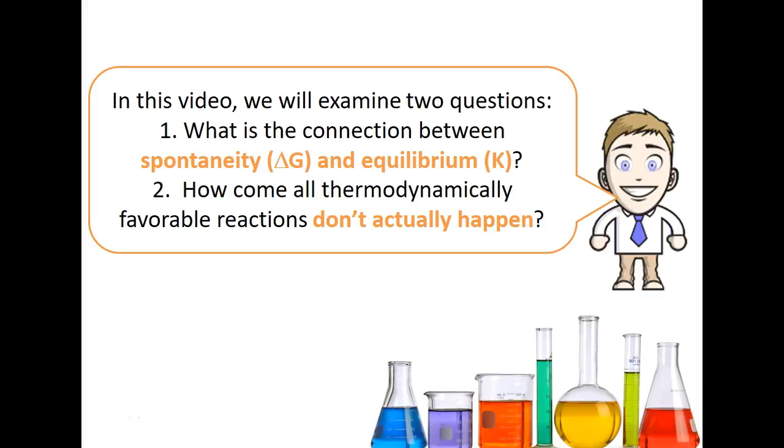In this video we're going to take a look at two questions. One being, there's a connection between spontaneity as indicated by delta G and equilibrium as indicated by K. We'll see what that is. We're also going to answer the question why some reactions that are thermodynamically favorable still don't actually ever happen.